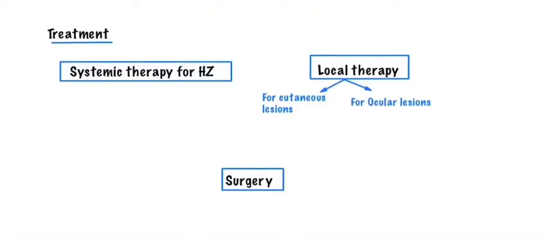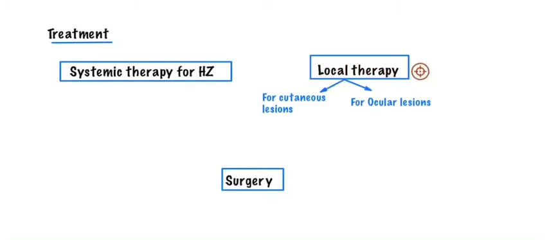Next, we'll go into the treatment of herpes zoster ophthalmicus. So there are three things you have to remember here. First is a systemic therapy for herpes zoster infection. As you know, this is not a disease which affects only the eye. It also affects the whole body, as with viral infections.